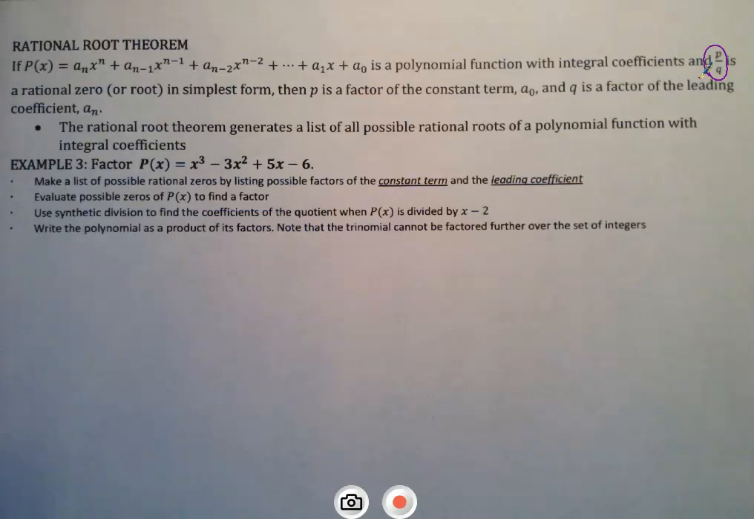So what this means is p is a factor of the constant term, and q is a factor of the leading coefficient. So p is your constant. If we look at this example, negative 6 is our constant, so this is our p term.